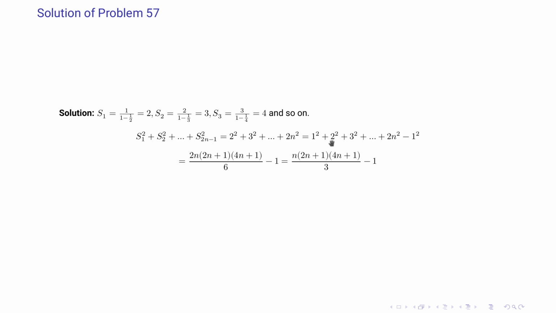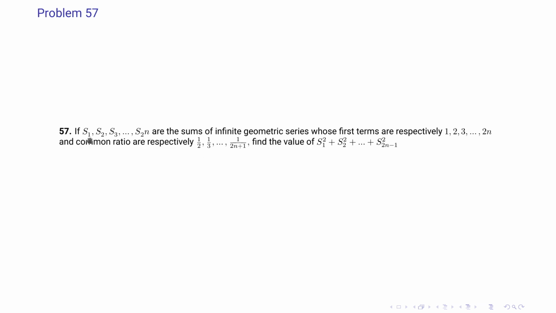So the sum would be 1 square plus 2 square plus 3 square up to 2n square minus, hang on, this would be 2n minus 1 whole square actually. Okay, no, not that, it will go up to 2n whole square, that is 4n square. All right, and minus 1 would, hang on, I'm confused now. Let me read the problem. So we have 2n infinite geometric series up to 2n. We have two common ratios, this much.